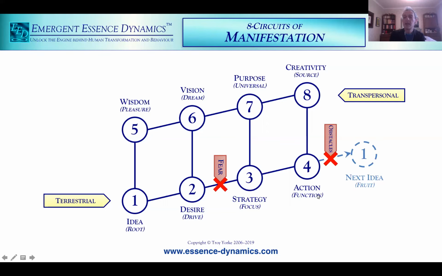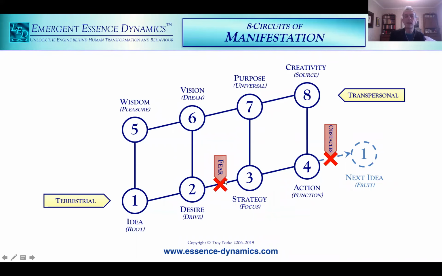And then if circuit four is about our social interactions, about function, roles, it has to do with taking action, creating. This is the source of creativity, the upper circuit, creator consciousness. This is the genius mind of the artist, for example. It's just the pure flow of creativity. That's what circuit eight is.